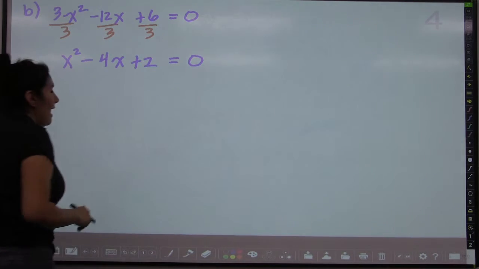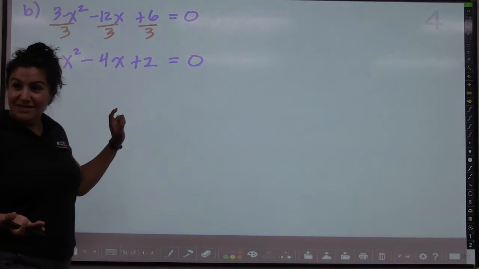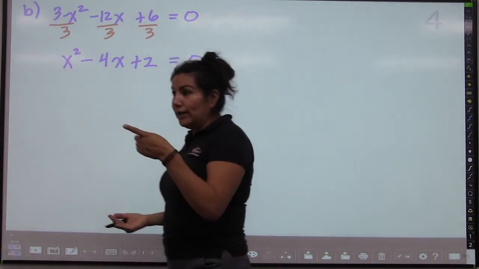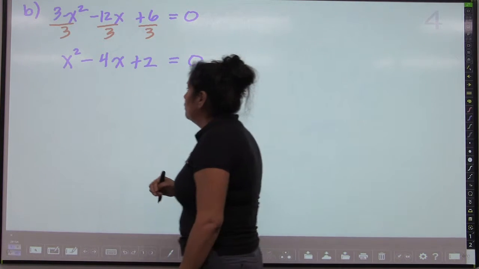And now I basically have the same exact problem that I had earlier. Only this time, we're going to use our shortcut, right? We're not gonna do that whole factoring thing, because I only have to do it once. So we're gonna move the 2 over.